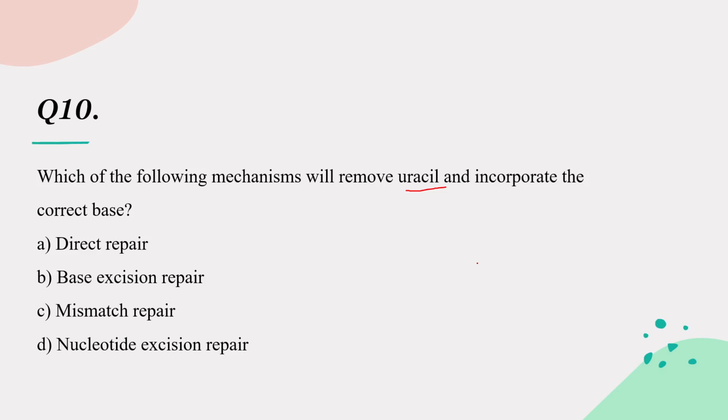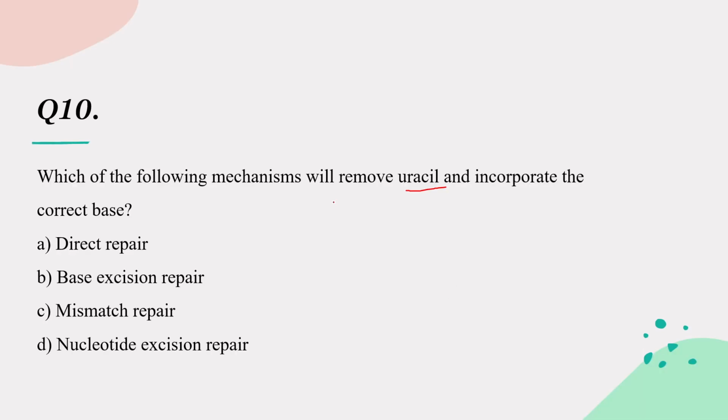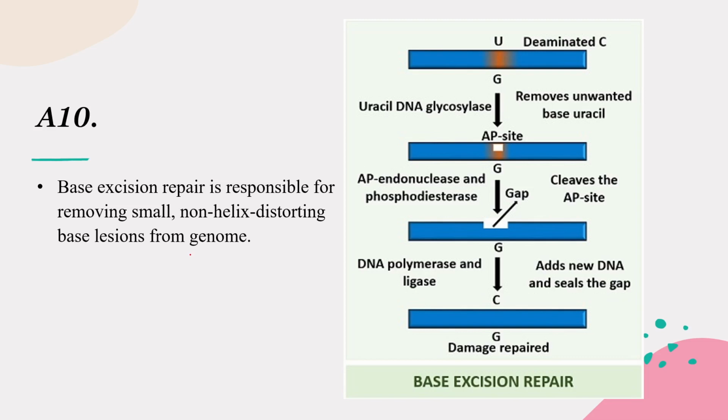Okay, I think all of you have answered B, base excision repair. Let's see. I think the question was quite clear for everyone. Which of the following mechanisms will remove uracil? We are talking about a single nucleotide. So the answer will be base excision repair, no question about it. So how does this base excision repair work?